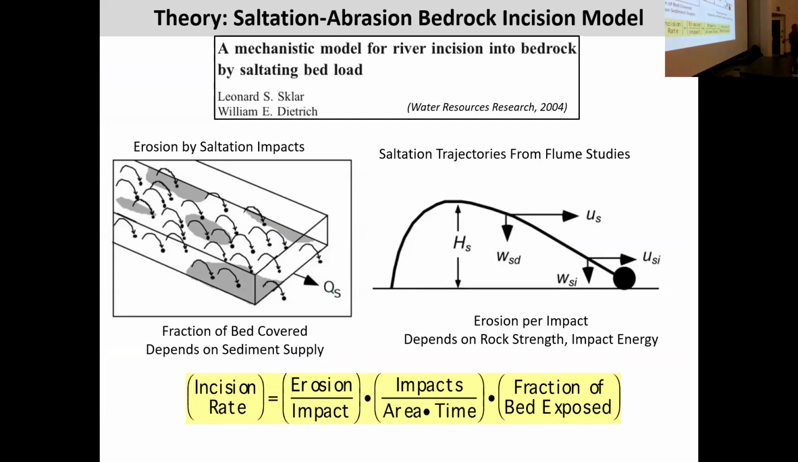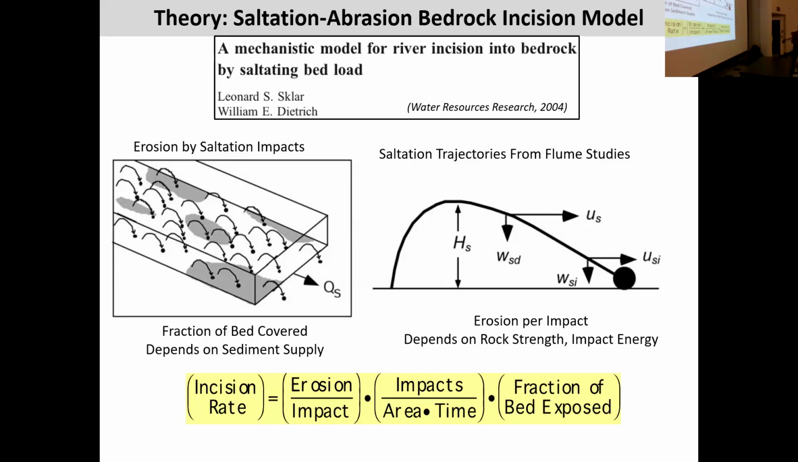So I pictured bed load particles hopping along, saltating, and they would impart a certain energy on impact, and from established relationships for brittle materials, for how much erosion you get for a flux of energy, I wrote this expression that the incision rate is a function of three terms: the erosion rate per unit impact, and then the impacts per area per time. So as the particles are hopping along, there's an impact rate. And then there's this third term that captures the cover effect. What's the fraction of the bed that's armored by transient deposits of sediment?